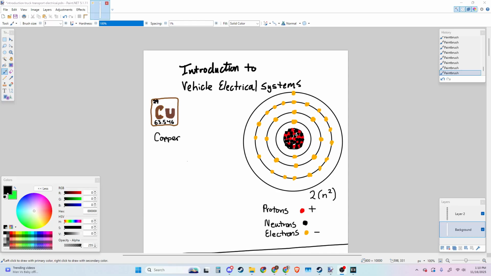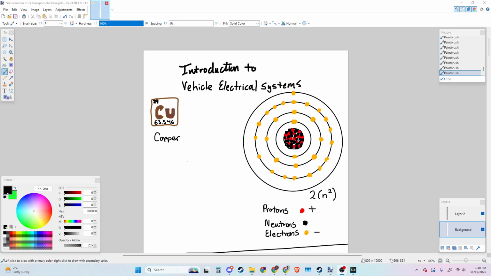The amount of protons defines what element you're dealing with. For example, let's say you have 29 protons in the center here. That would be copper. Atomic number is 29, which would mean it has 29 protons. If we change the amount of protons, let's say it's 28 protons, now we have nickel.